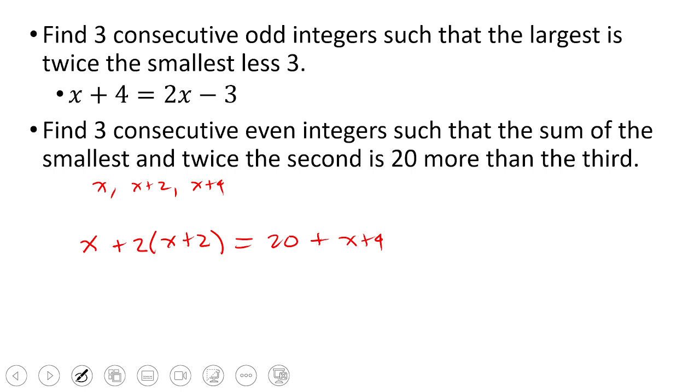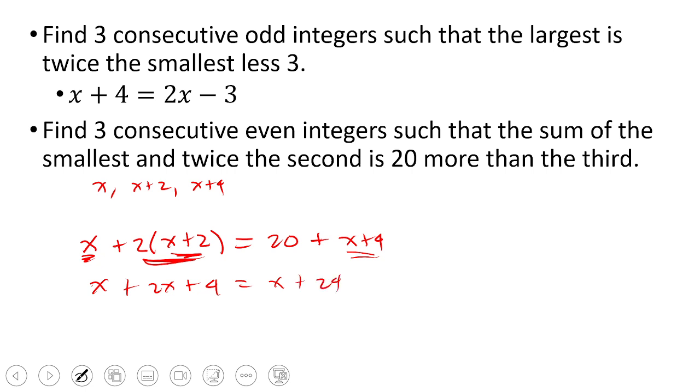So again, it says the sum of the smallest and twice the second. So this is the smallest. This is the second. So twice the second, you multiply by 2 the whole thing, x plus 2. And this should be equal to 20 more than the third. So this is the third. And then again, applying algebra here, we'll get x plus 2x plus 4 is equal to x plus 24.